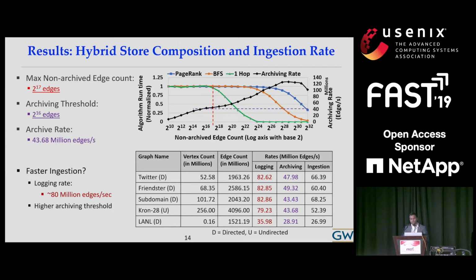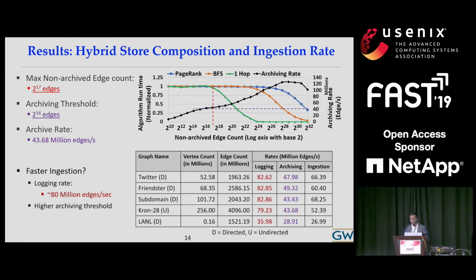Because of the fast logging, we will be able to ingest even faster than what we claim here, because the logging rate is sequential, right? The data can arrive at 80 million edges per second, and you will be able to support a higher ingestion temporarily as well as permanently, because the archiving threshold will also increase. It will not stay at 2 to the 16, it may go up to a higher value.